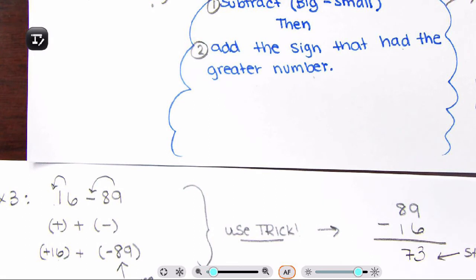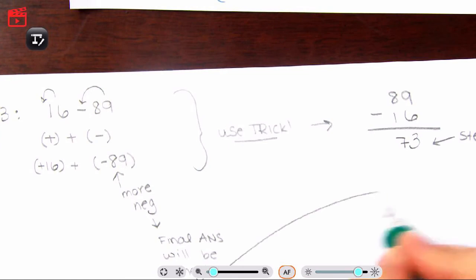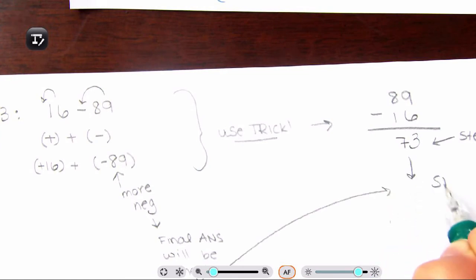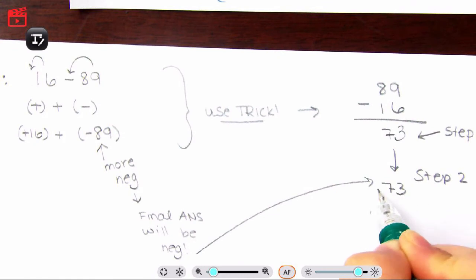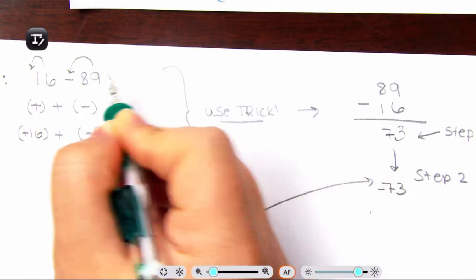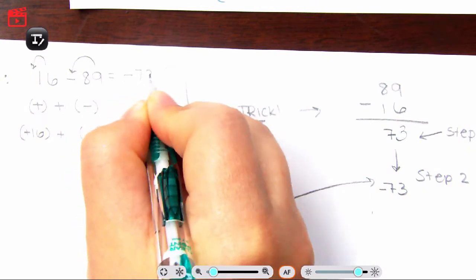Step 2 is add the sign that had the greater number. So we already said what's the greater number? We have more negatives. The final answer will be negative. So for step 2, our final answer will be negative. So I'm going to go back to my original problem and say my final answer is negative 73.